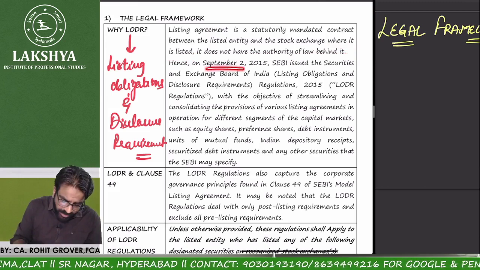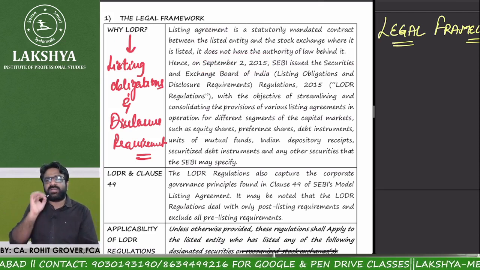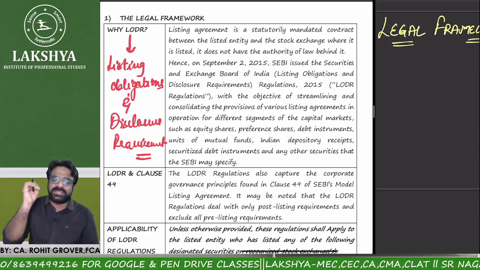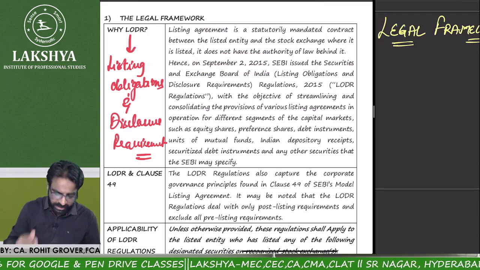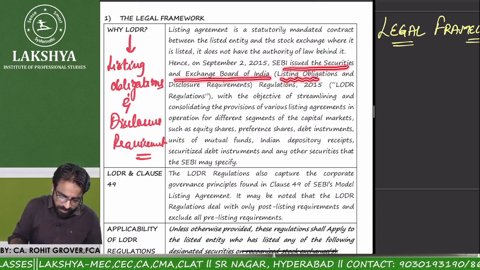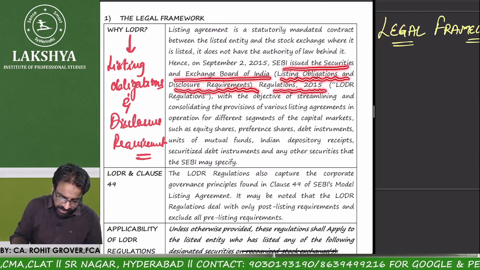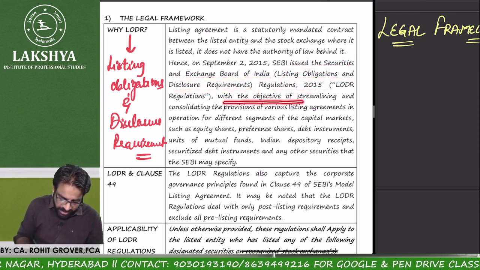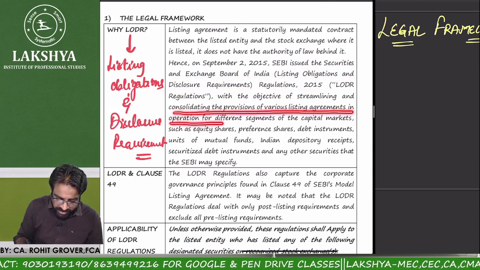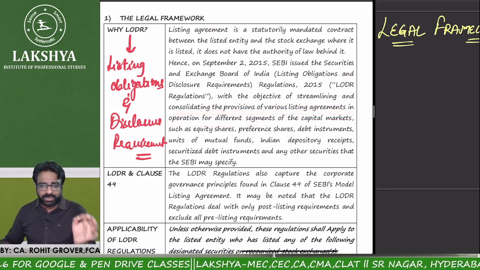Hence, on September 2, 2015, on which date? September 2, 2015. What happened? On September 2, 2015, SEBI's Clause 49 listing agreement got replaced by what? LODR. So the Securities and Exchange Board of India issued the Listing Obligations and Disclosure Requirements Regulations, 2015, with the objective of streamlining and consolidating the provisions of various listing agreements in operation for the different segments of the capital markets. Now let me give you one idea about this particular thing.